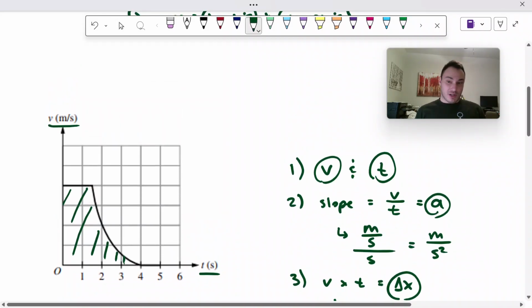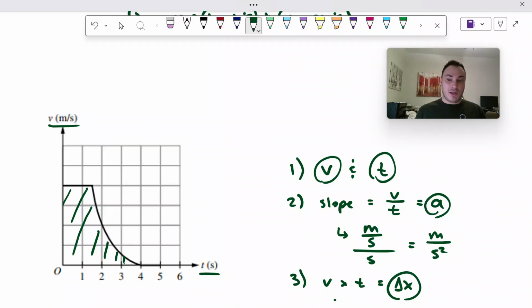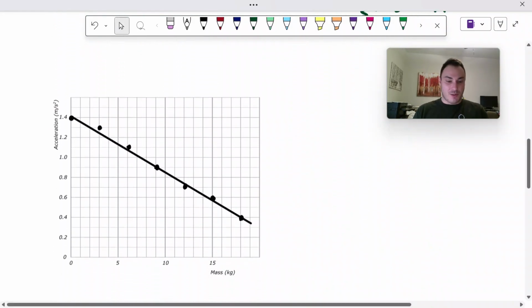A question can give you a velocity versus time graph and expect you to get any one of these 4 things. So you need to know how to get any one of those 4 things. And part of it is, are you familiar with all the equations in this class? You're given an equation sheet, so hopefully you can make yourself familiar during the test. Let's look at another example.